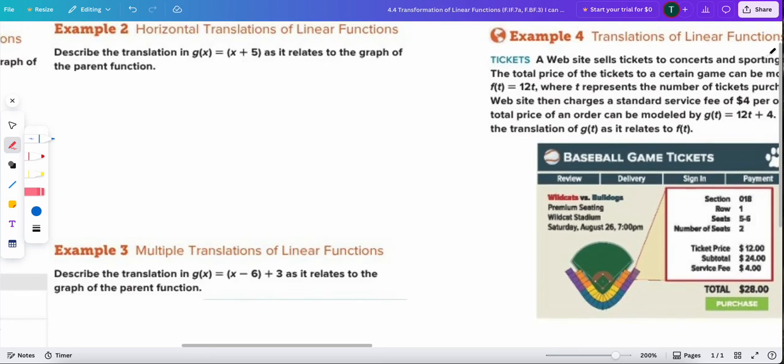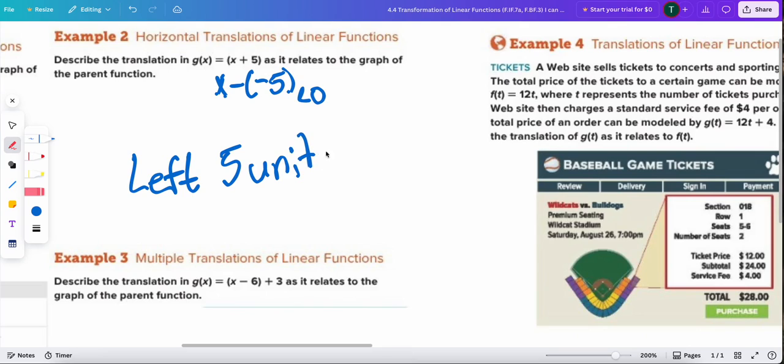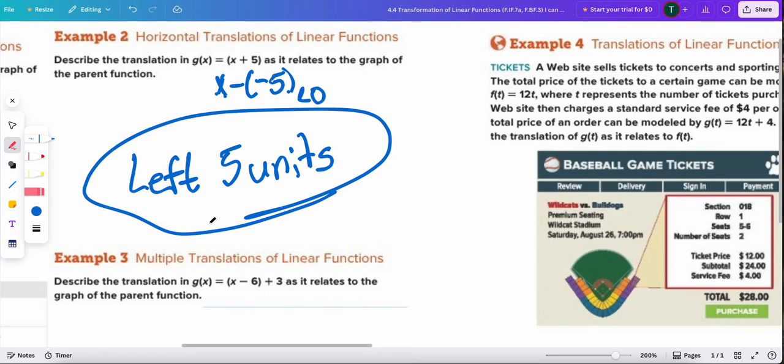When I go to look at this example, it says describe the translation in g of x equals x plus 5. Remember, it has to be written as subtraction, so this would be x minus, and to make that a plus, it had to have been a negative 5. Since this is less than 0, that means that we are going left. So we would say left 5 units.